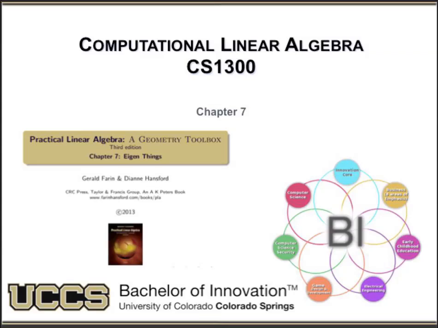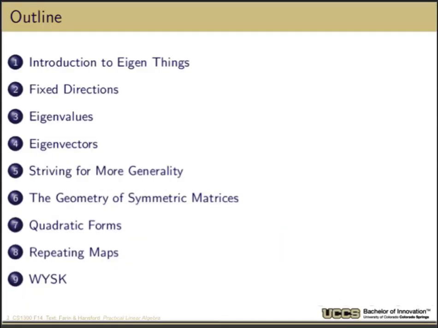the Computational Linear Algebra class. We'll be looking today at Eigen things. We'll give you an introduction to them. We'll talk about this idea of fixed directions, which is one of the ways we can look at eigenvalues. Talk about how to get eigenvalues and eigenvectors, a little bit more what they mean, we'll strive for generality. Look at a special case of the geometry associated with symmetric matrices. Look at quadratic forms and what happens when we have repeated maps.